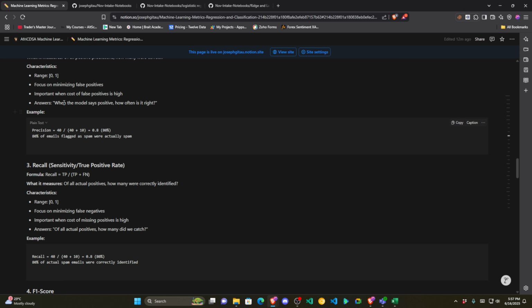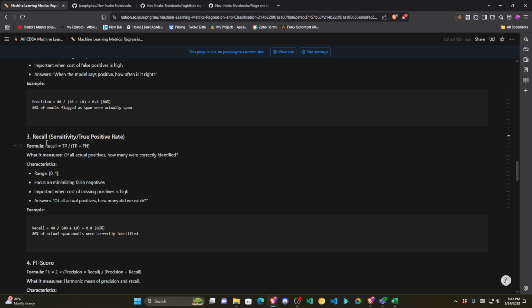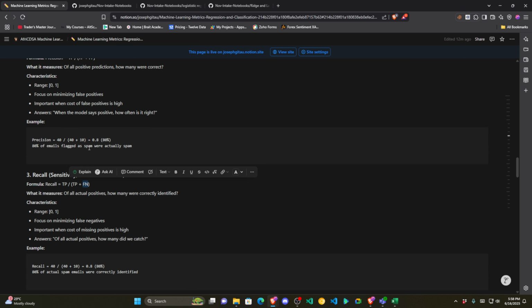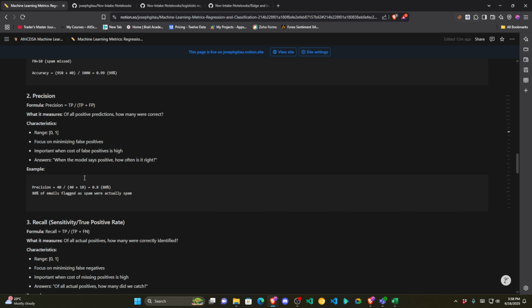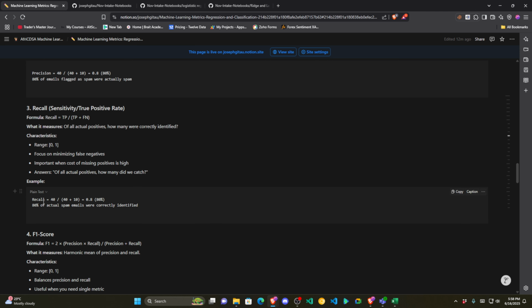Apart from precision, we have recall. What does recall measure? Of all actual positives, how many were correctly identified? Here we have true positive divided by true positive plus false negative. You can see we are now including the false negative: how many did we misclassify under the false negative class? This is the calculation of recall. It's 80% in this case, so 80% of actual spam emails were correctly identified.